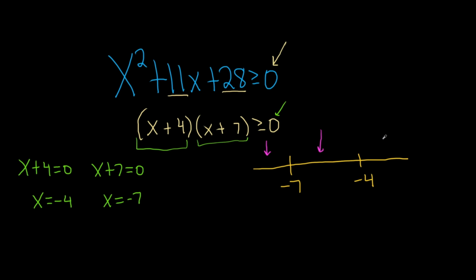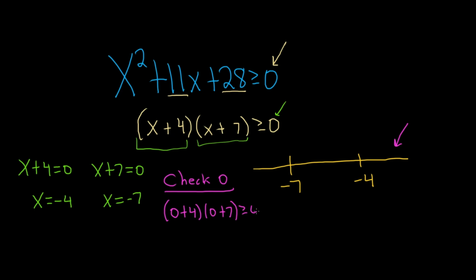Well, there's an easier way to do it. I'm going to show you how to do it by just plugging in one number. And this doesn't always work, but it'll work in most of the problems and all the problems we're doing. So let's just check the easiest number in the entire world, 0. So 0 is over here somewhere. So let's check 0. So I'm going to take 0 and plug it in for the x. So we have 0 plus 4, 0 plus 7. And we want to see if this is greater than or equal to 0.